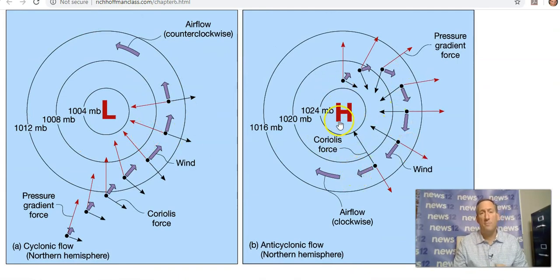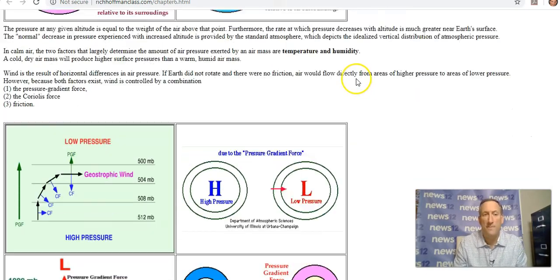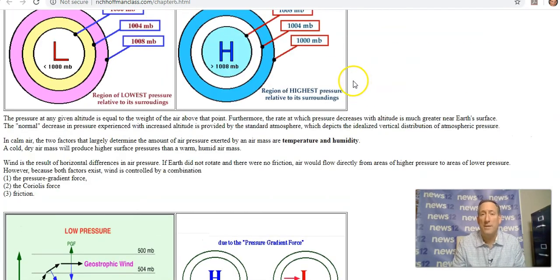So the basics from chapter 6, as we scroll back up. What are the three forces that make the wind move? First, pressure gradient force, which starts all the wind, moving it from high pressure to low pressure. Then you have the Coriolis force, which makes the wind move to the right in the northern hemisphere. And then you have what we call friction. Friction is only at the surface, and it changes the wind's speed and direction.